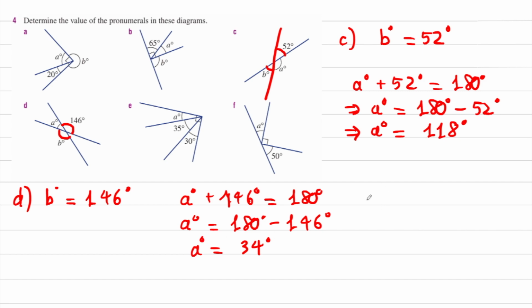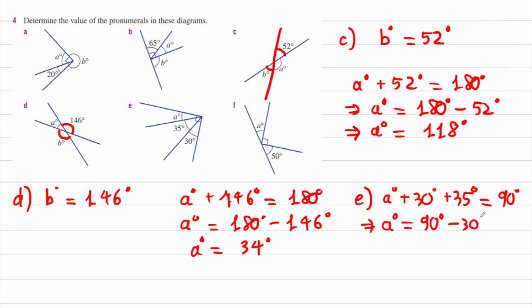How about question E? About question E, you got 3 angles, A, 35 and 30. So the total of these 3 angles make a 90 degree. It means A plus 30 plus 35 equal to 90 degree. And then I want to find A. It means I have to make 90 degree minus 30 minus 35. And then you got 25. Is my final answer for question E.